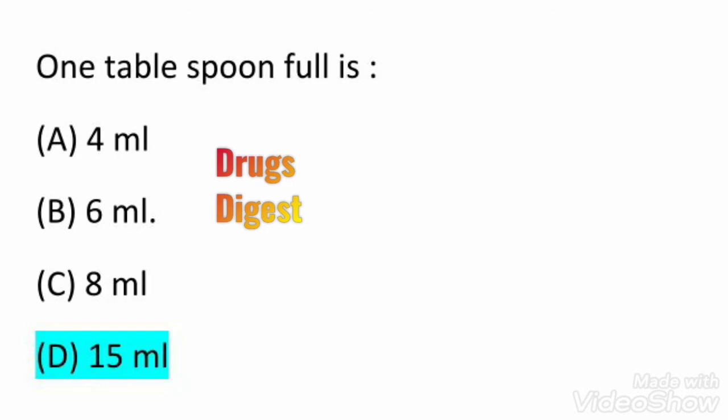Next question. 1 tablespoonful is. Options are 4 ml, 6 ml, 8 ml and 15 ml. The right answer is 15 ml. 1 teaspoonful is 5 ml. 1 tablespoonful is equal to 3 teaspoonful. So, 1 tablespoonful is 15 ml.